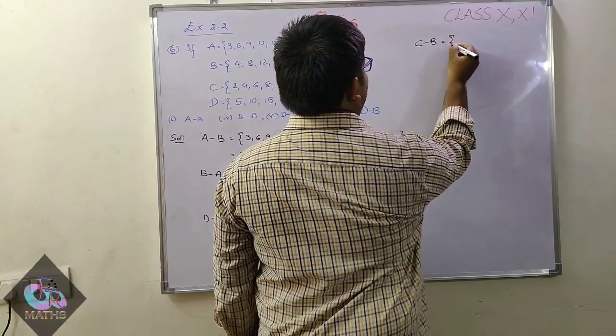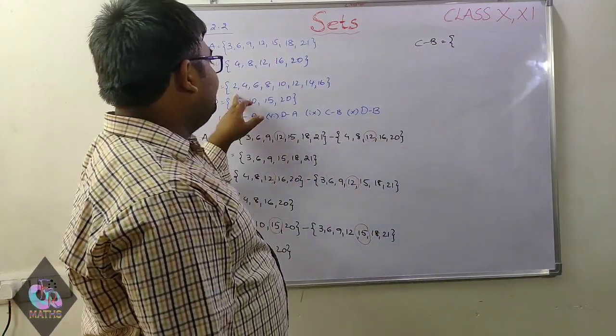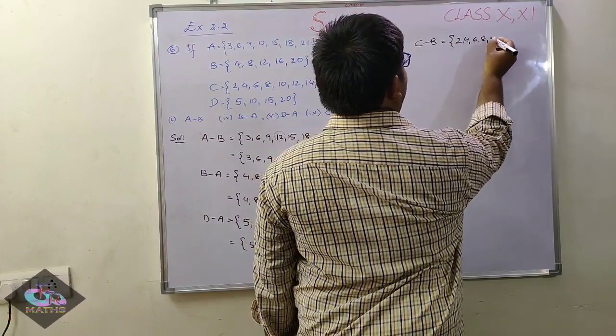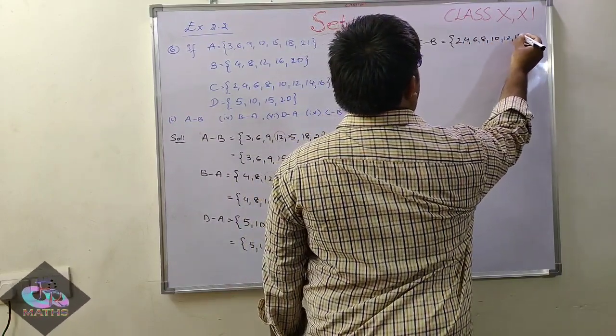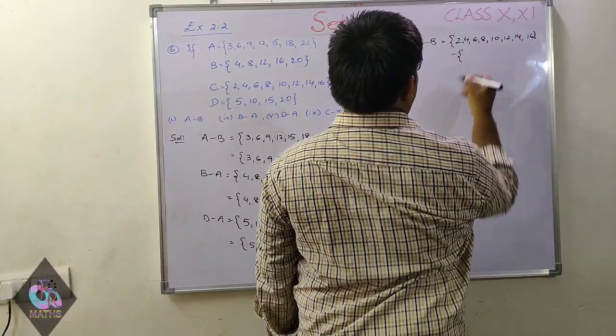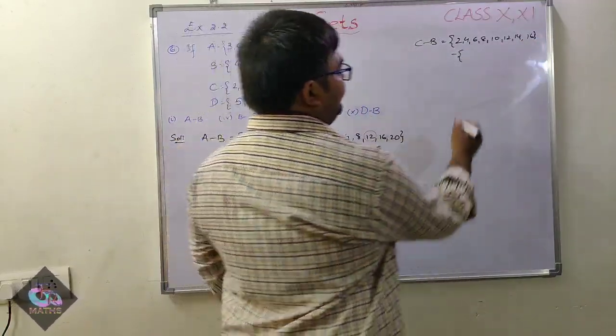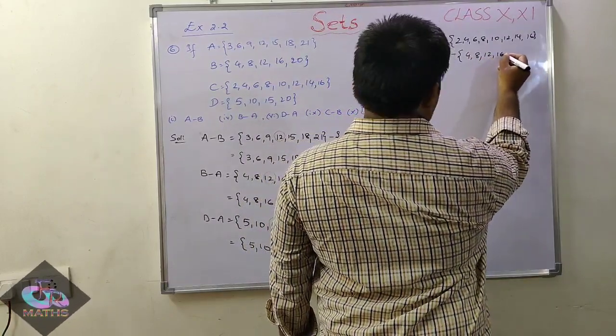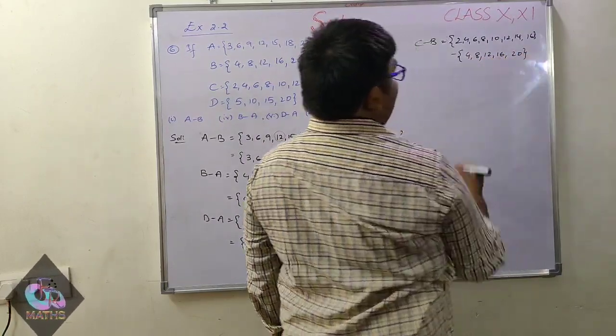Next, coming to the next question, C minus B. First of all, we write set C: 2, 4, 6, 8, 10, 12, 14 and 16, minus set B. What is set B? Multiples of 4: 4, 8, 12, 16 and 20.